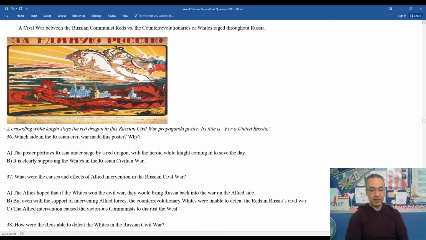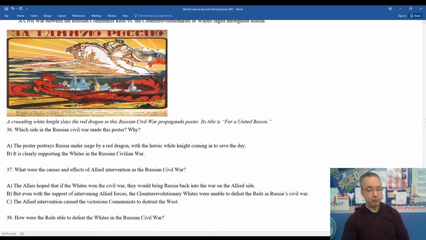37, what were the causes and effects of Allied intervention in the Russian Civil War? Well, the Allies hoped that if the whites won the Civil War, they would bring Russia back into the war on the Allied side. But even with the support of the Allied forces, the counter-revolutionary whites were unable to defeat the Reds. The Allied intervention caused the victorious communists to distrust the West immediately, so they got off on a bad footing initially.